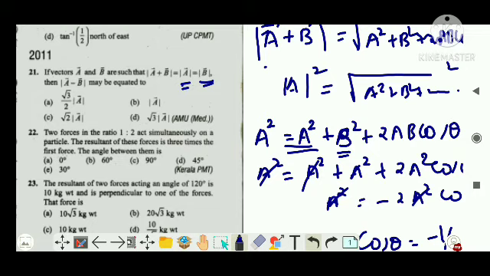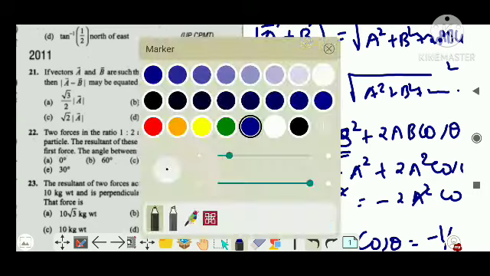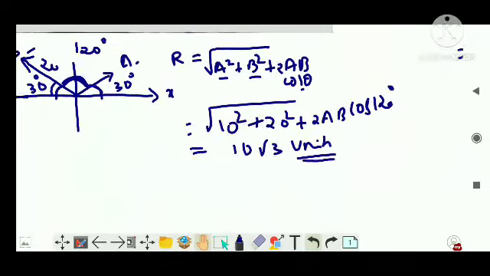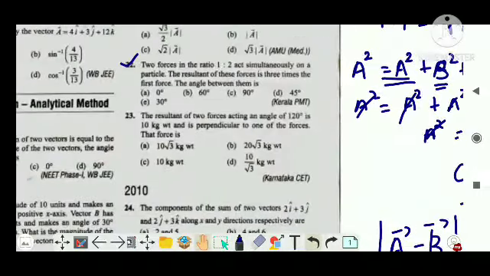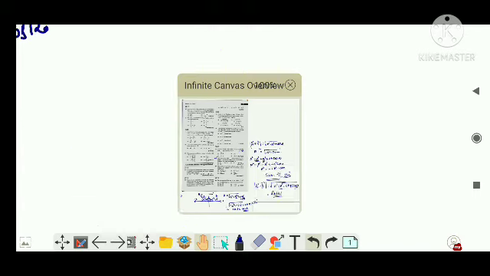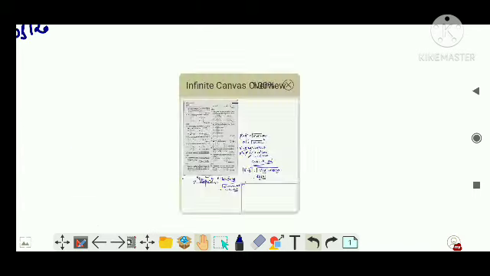Now which question should we do? Let's do the 22nd question, guys. This one. Okay. Two forces are in the ratio 1:2 acting simultaneously on a particle. The resultant of these forces is 3 times the first force. The angle between them is. Right. It's simple. Actually, it is very simple.